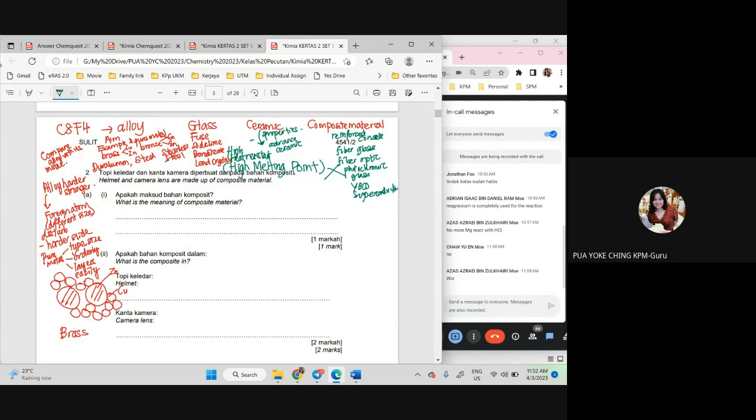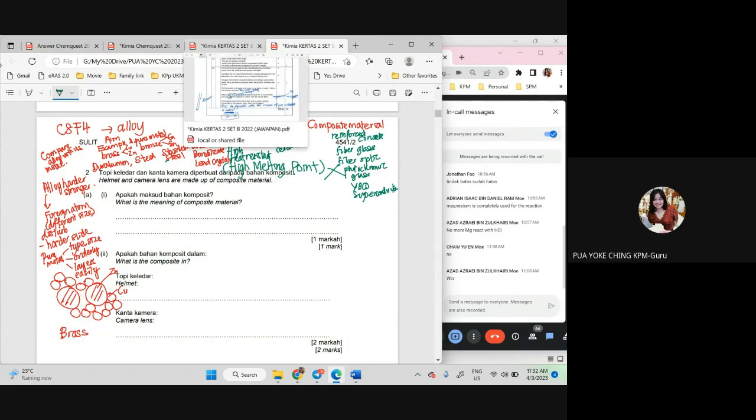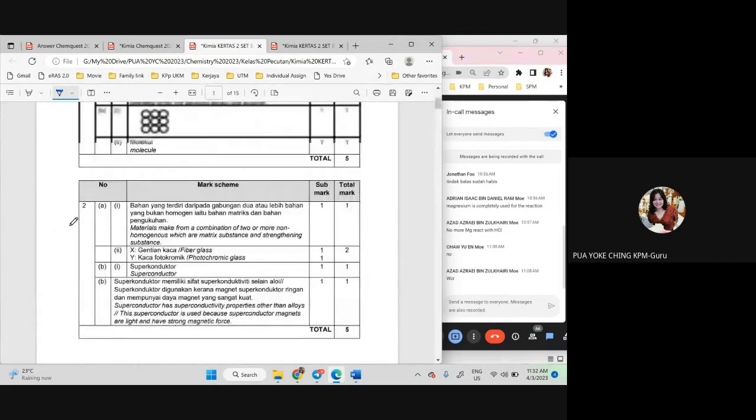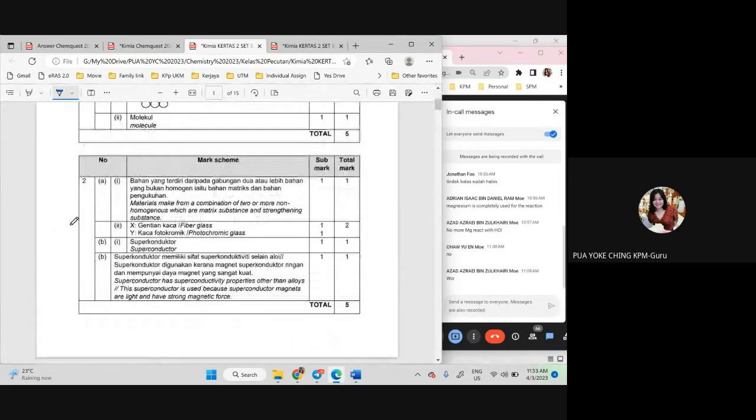Okay, so then what is the meaning of composite material? What is the meaning of glass? What is the meaning of ceramic? What is the meaning of alloy? Tolong baca balik lah. All the definitions of your every material. Semua material. So composite material is a mixture of two non-homogeneous substance. Okay, dua material, dua bahan yang bukan homogeneous, which is your matrix and strengthening substance. Okay, there is a combination ataupun a mixture of.